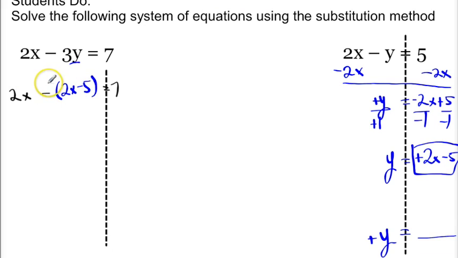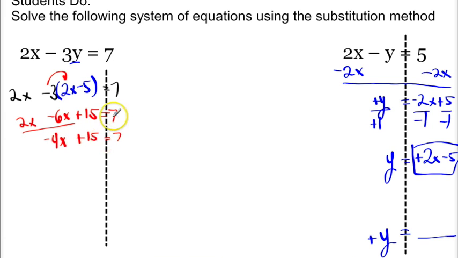I'll solve for x. I'll distribute first. Oh, this should be a 3 before I forget. Minus 3. I'm only replacing the y. So I'll distribute that. Negative 3 times 2x is negative 6x. Negative 3 times negative 5 is positive 15. And I'll bring this down: 2x equals 7. Combine our like terms. Negative 4x plus 15 equals 7.